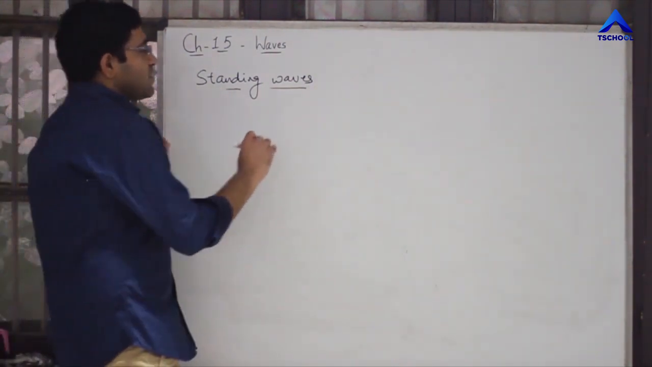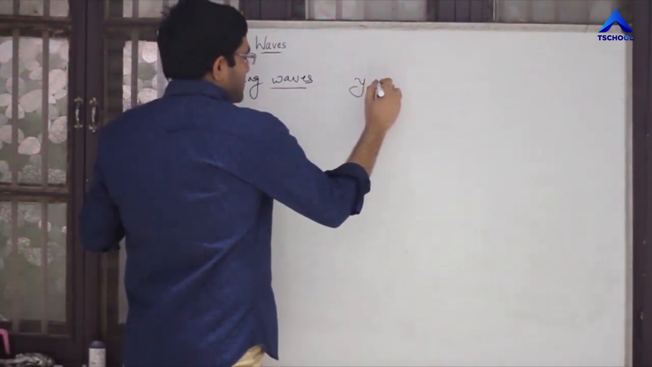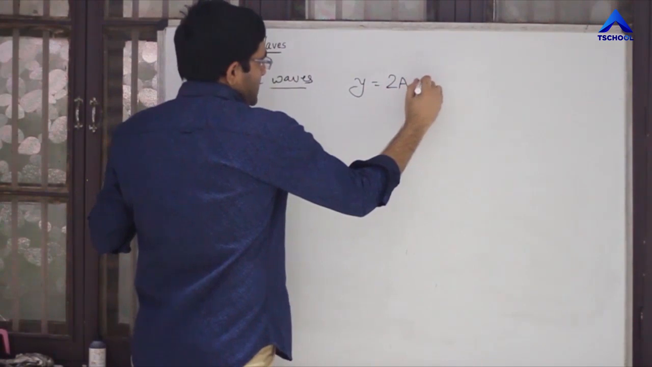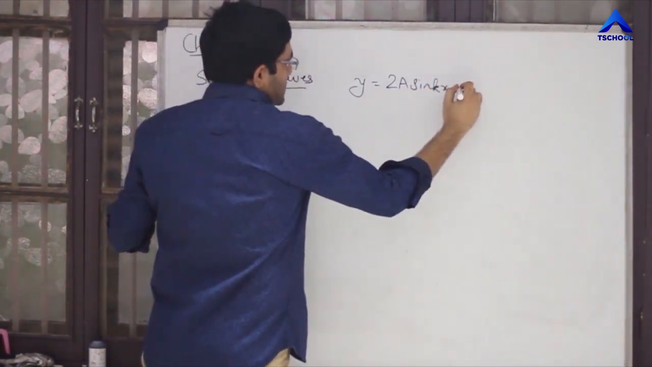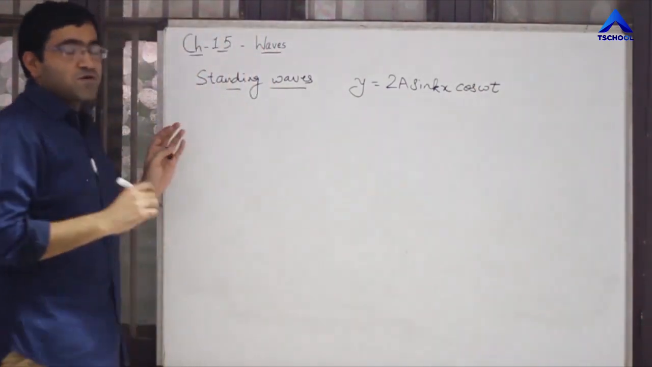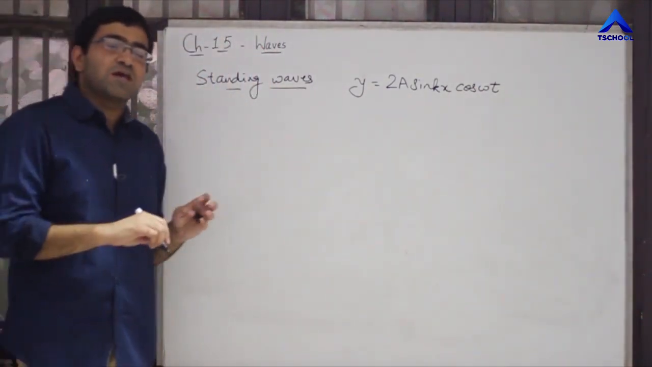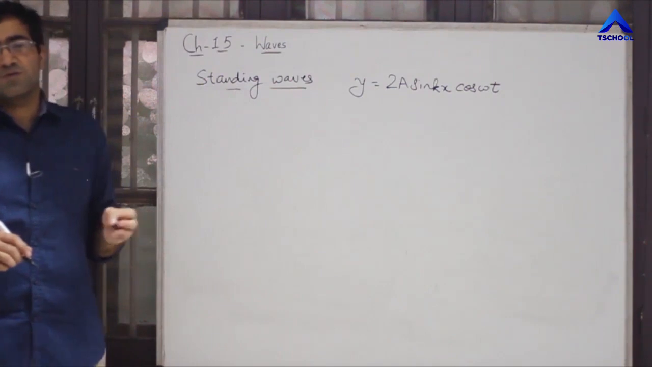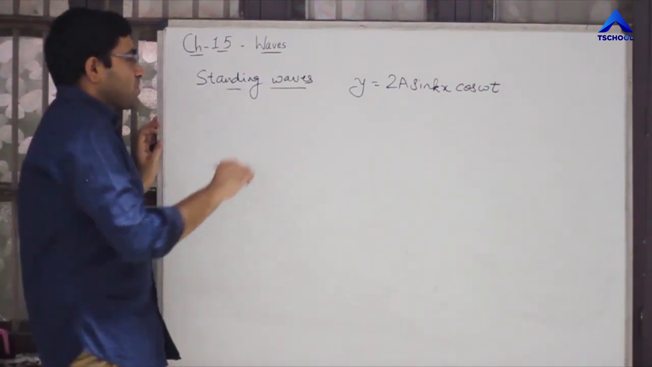So obviously equation of a standing wave is something of the form y is equal to 2a sine kx cos omega t, as compared to a traveling wave whose equation is y is equal to a sine kx plus or minus omega t. Okay.